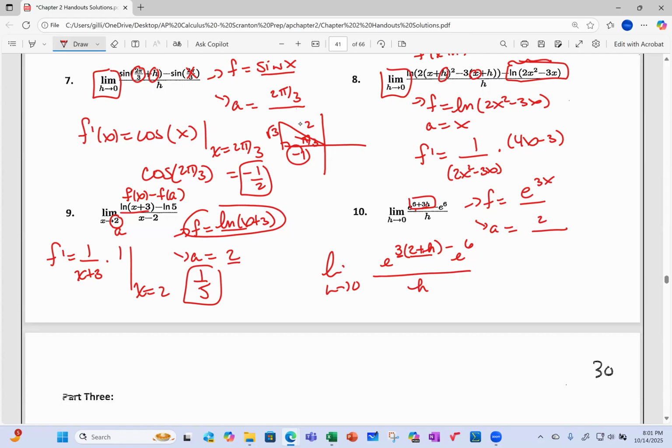So then what do I think is a good choice for my function? Replace the 2 plus h with x, and I think a good choice for my function is e to the 3x. Its derivative is the function itself times the derivative of the exponent. I need to evaluate that at 2, so I'm going to sub in the 2. That's e to the 6 times 3, and that's 3e to the 6th.